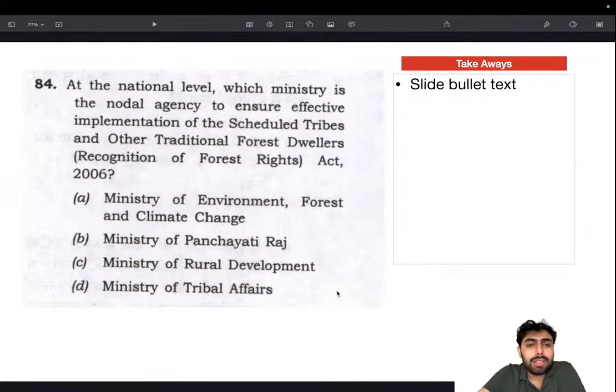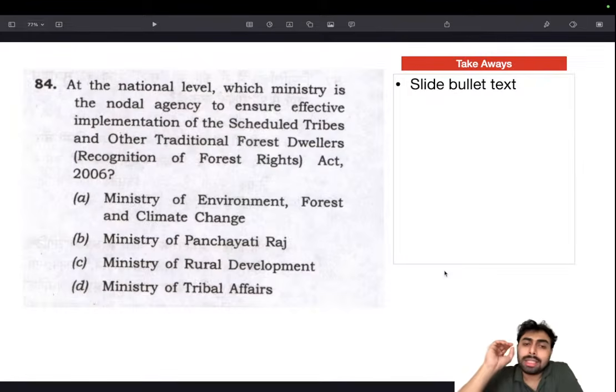At the national level, which ministry is the nodal agency to ensure effective implementation of the Scheduled Tribes and Other Traditional Forest Dwellers Act, FRA? It's Forest Right Act 2006. Okay, this is a slightly tricky question. You might have come across a few of these legislations like the Forest Right Act. Then we have Gram Sabha, minor forest produce, things like that. Everything under that comes under this Forest Right Act.